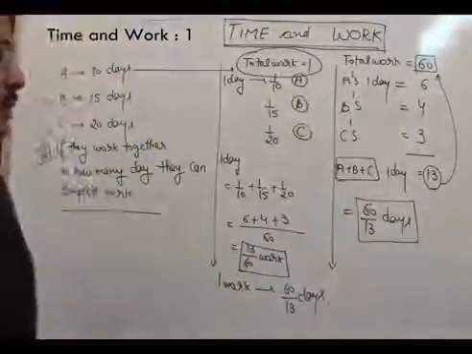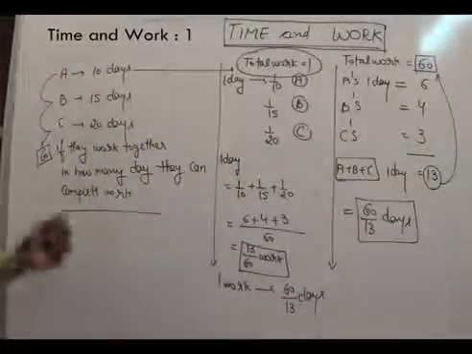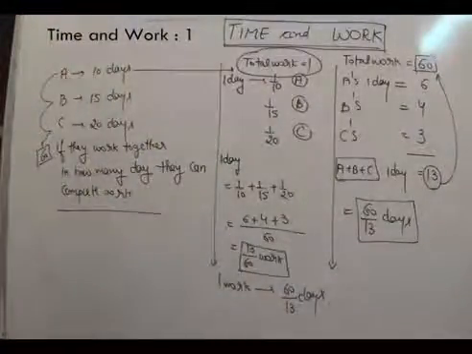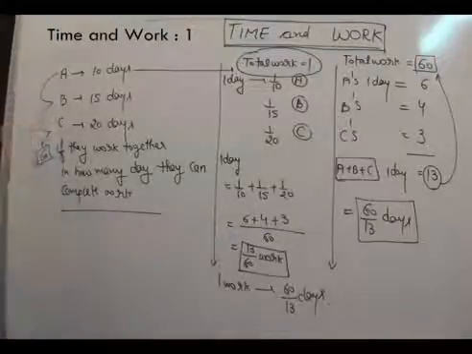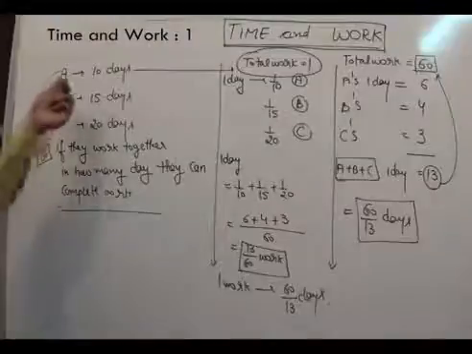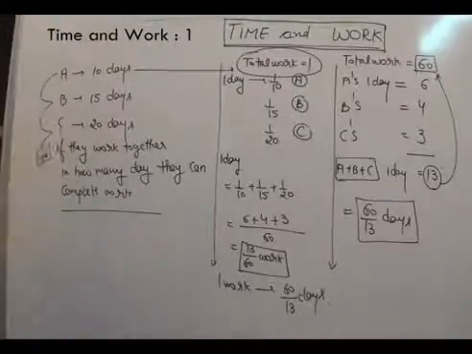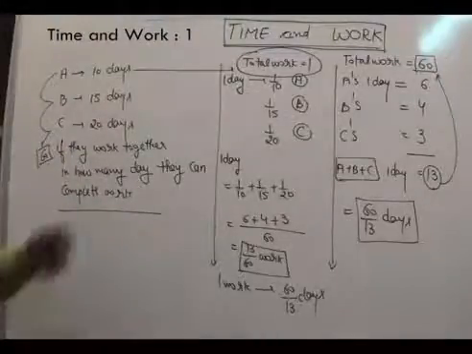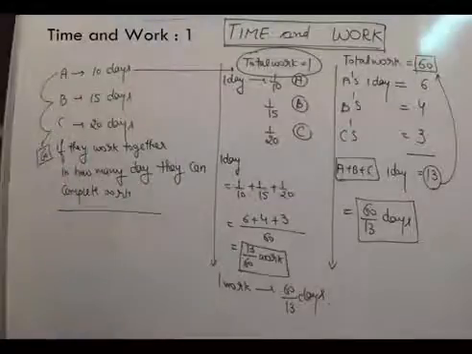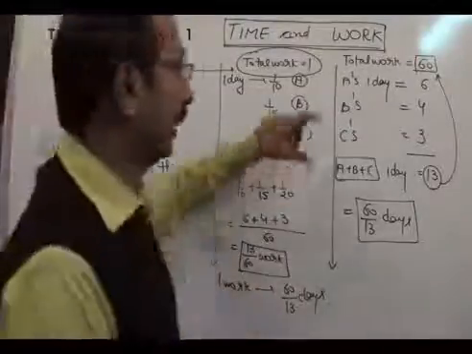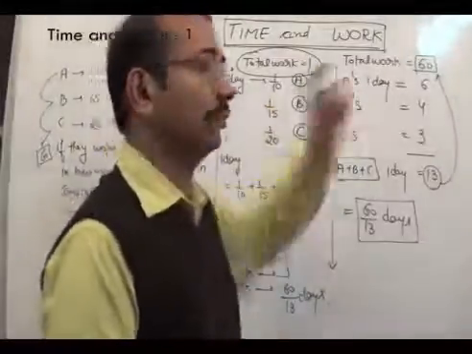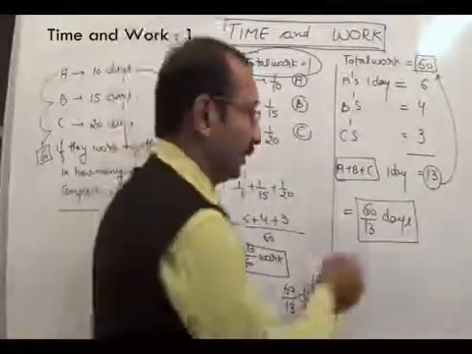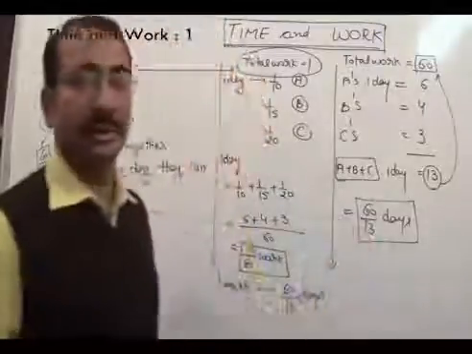Just pay attention here again. What we have done, in the second case, we have assumed the total work to be the LCM of 10, 15 and 20, that is equal to 60. A in 10 days can do 60 work, it means in one day he can do 6 work. B can do 4 and C can do 3. Together they can do 13 work in one day. It means if they have to do 60 work, they will take 60 upon 13 days.